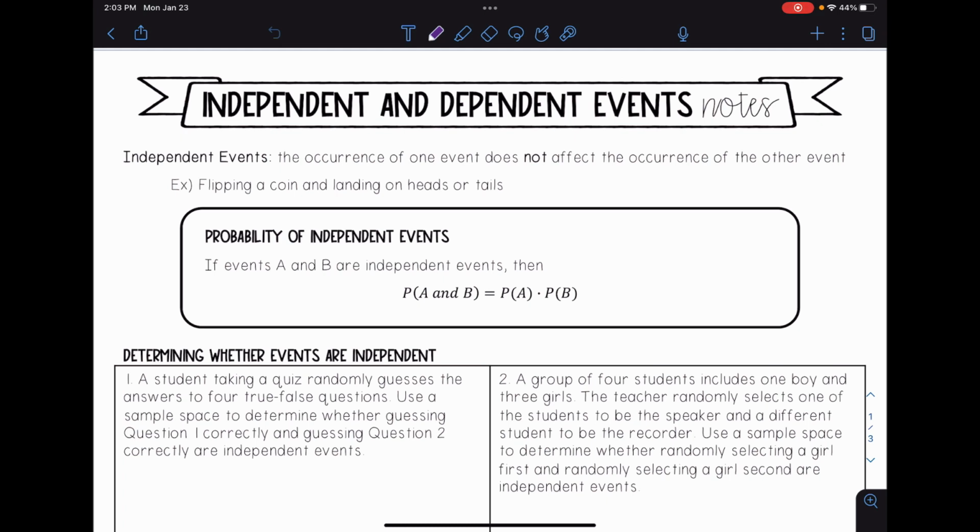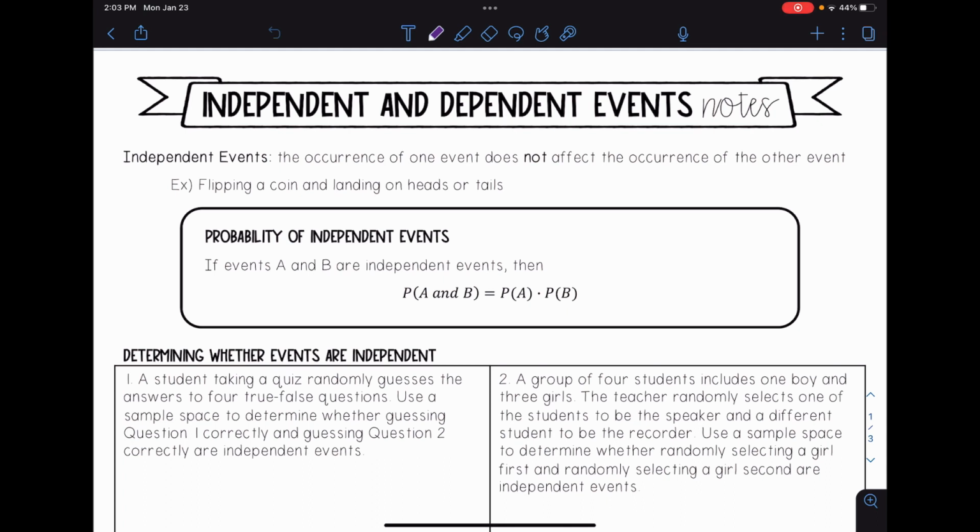So at first, for just a definition, independent events is when the occurrence of one event does not affect the occurrence of the other event. So for example, flipping a coin and landing on heads or tails. If I flip a coin and land on heads, the next time I flip the coin, it can still just land on heads or tails. Me landing on heads the first time does not affect what it's going to land on the second time. And that means these are independent events.